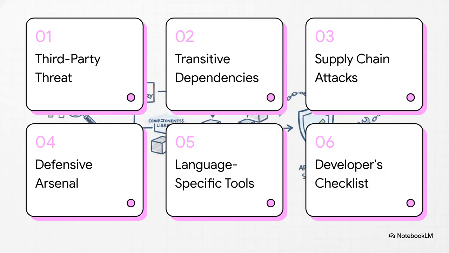Now, don't panic just yet. In this explainer, we have a clear roadmap to arm you with the exact defensive strategies you need. We're going to cover the third-party threat, transitive dependencies, and supply chain attack vectors before equipping you with your defensive arsenal, language-specific tools, and finally, a solid developer's checklist.